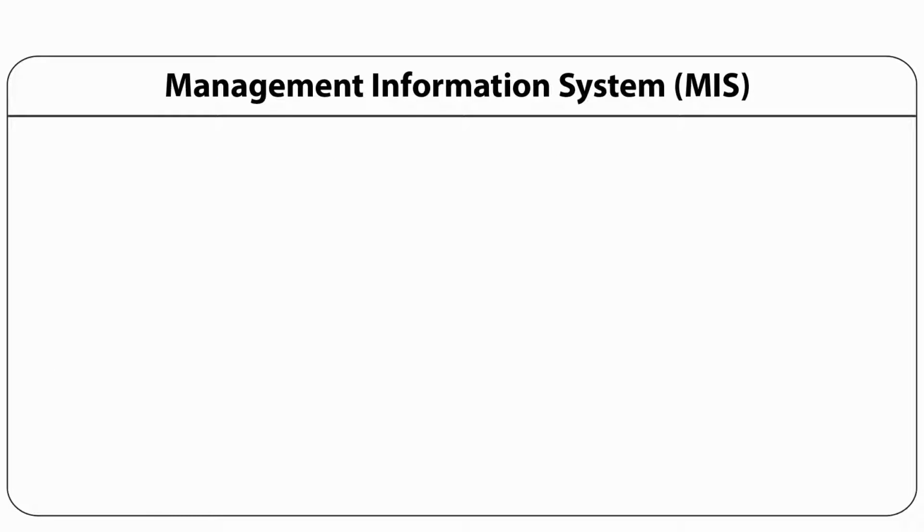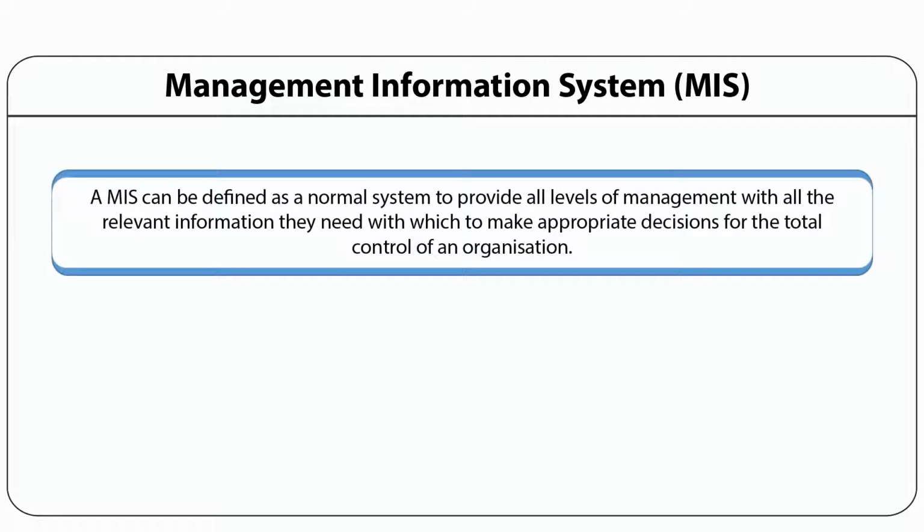Definition of MIS. MIS can be defined as a formal system to provide all levels of management with the relevant information required by the managers with which to make appropriate decisions for the total control of an organization. So, the managers can be at the top, middle, or the lower level, and depending on their level, as we have already discussed, the kind of decision is to be taken.